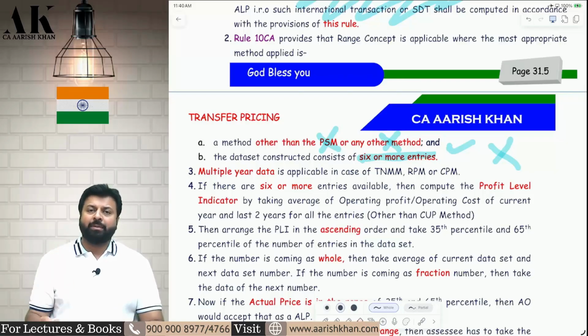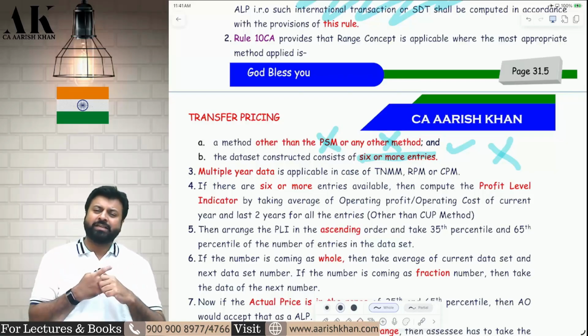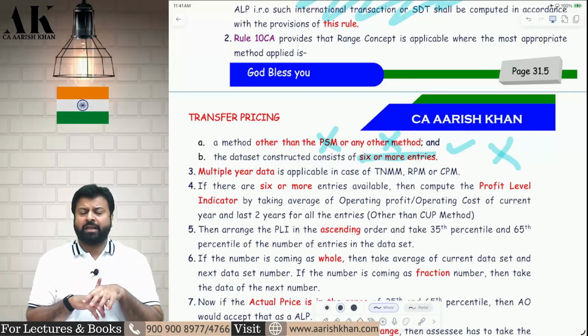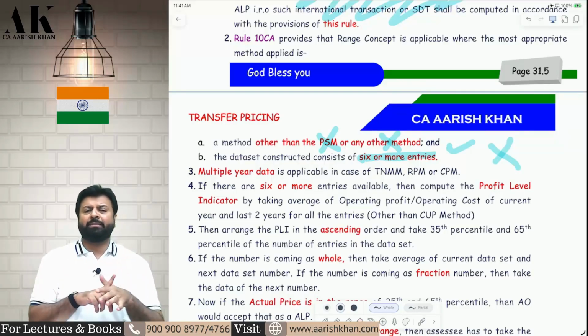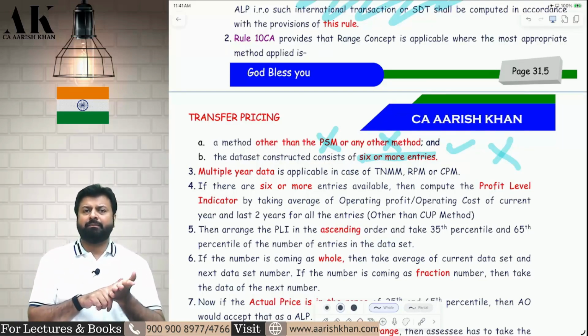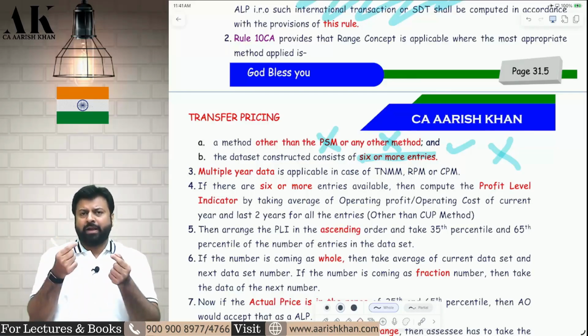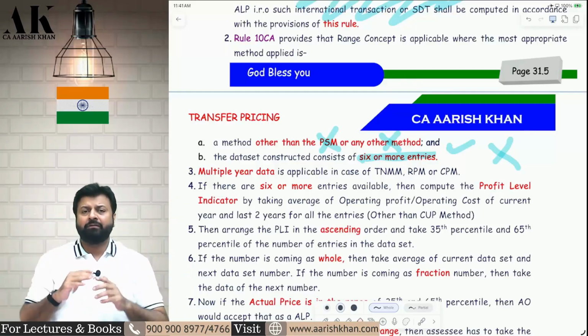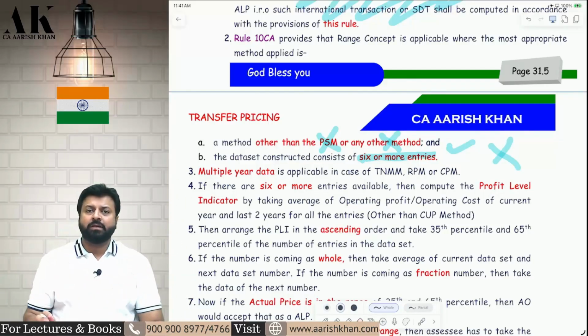So let's talk about TNMM. Sir, is range concept applicable for TNMM? Yes, range concept is applicable for TNMM. Range concept is only not applicable for the profit split method and the 6th method. So in TNMM, sir, what is the margin that we take? OP upon OC, operating profit upon operating cost, or operating profit upon operating sales. Suppose we are exporting, so we will take OP upon OC. So what should we do, sir?